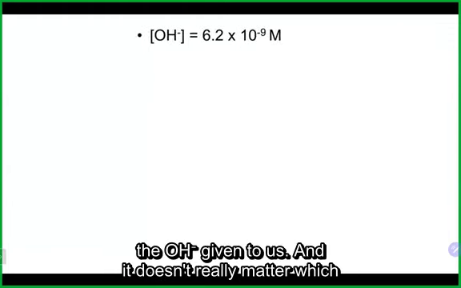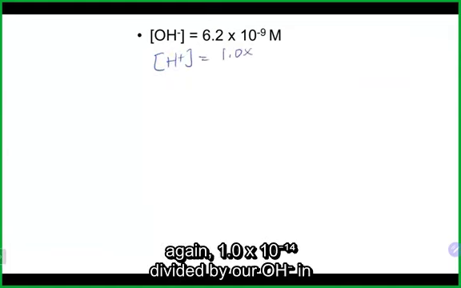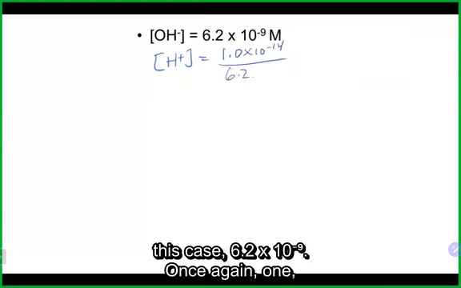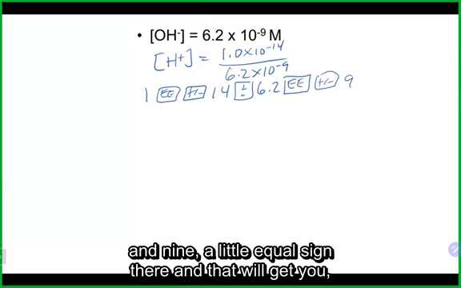Continuing on with this example here, the next one was the OH minus given to us. And it doesn't really matter which one's given to us. It really is the same calculation. So once again, 1 times 10 to the minus 14 divided by our OH minus in this case, 6.2 times 10 to the minus 9. Once again, 1 exponent negative 14 divide 6.2 exponent button negative button and 9. A little equal sign there.